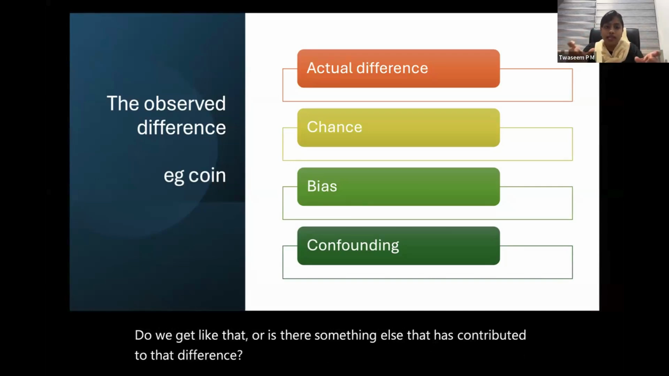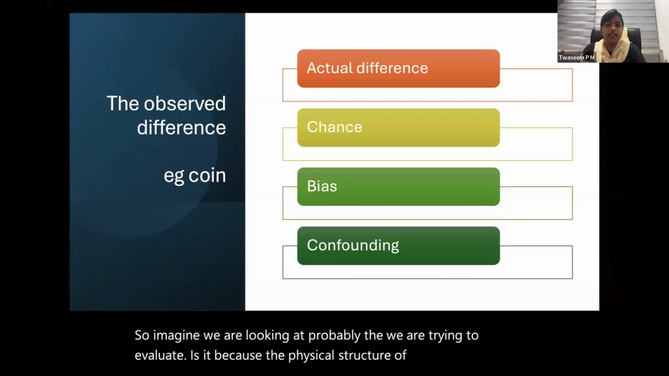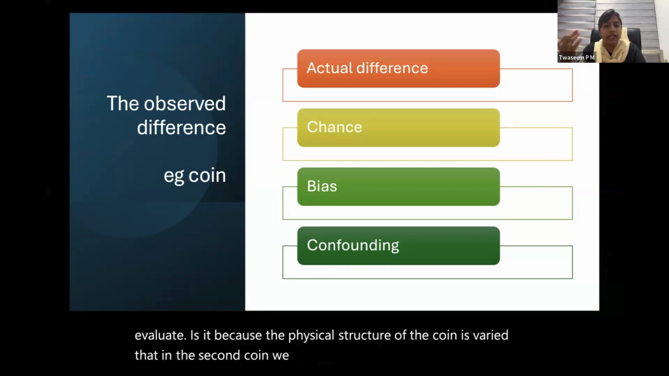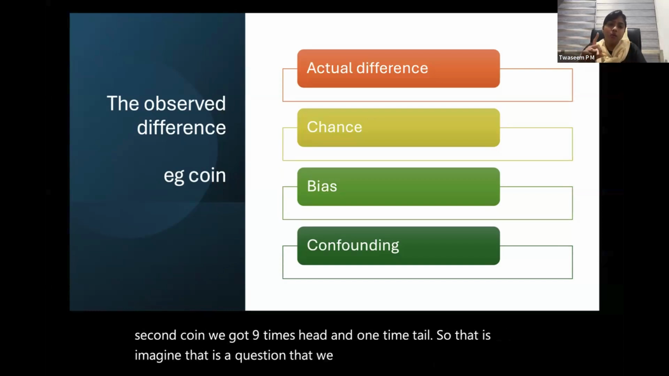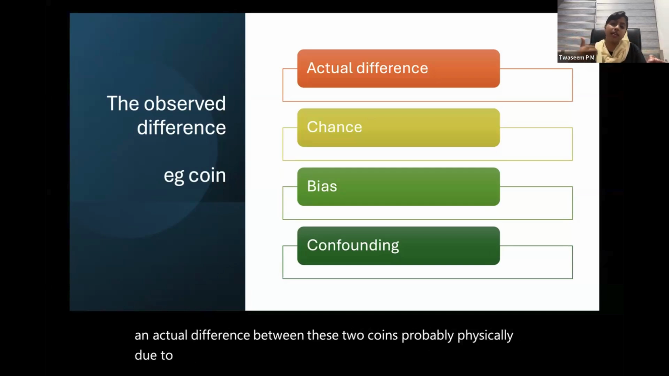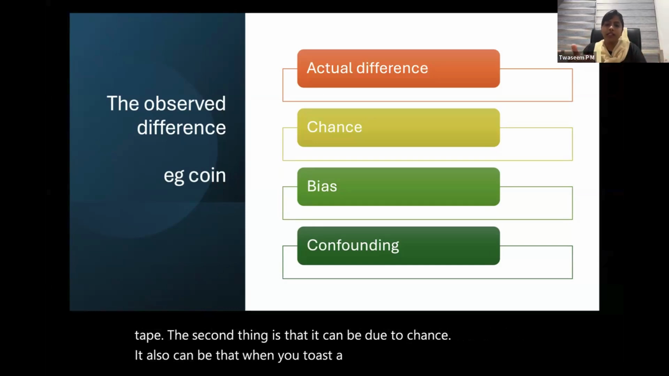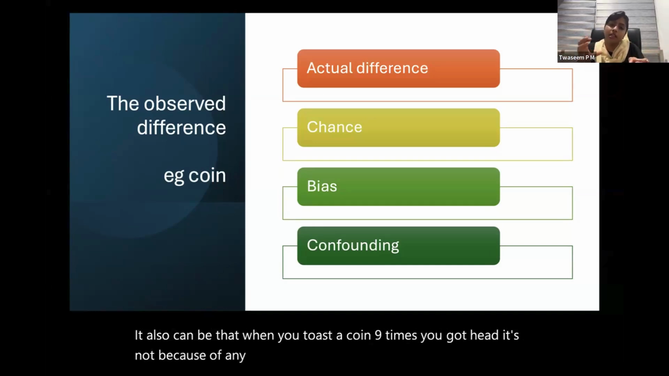Or is there something else that has contributed to that difference? Imagine we are trying to evaluate whether the physical structure of the coin has varied, so that in the second coin we got 9 times head and 1 time tail. So one possibility is that there is an actual difference between these two coins, probably physically, due to which the second time you got 9 times head and 1 time tail. The second possibility is that it can be due to chance. It's not because of any structural variability, it is just due to chance.